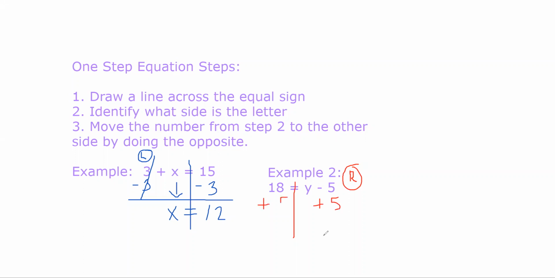Plus 5, plus 5. The 5s are going to cancel out. Negative 5 plus 5 is 0. So that cancels out, and we're going to bring down our letter, which is our Y. Our Y equals, what is 18 plus 5? So 18, if we add 5, that will give us 23. So Y equals 23 in this case.